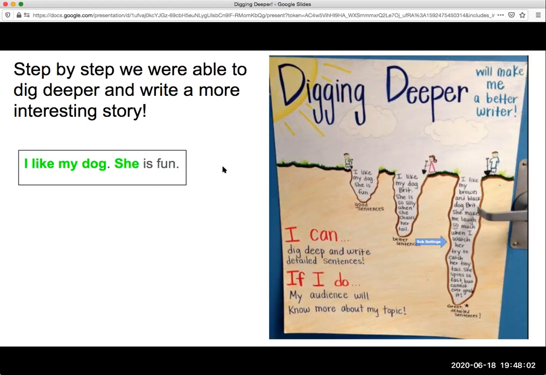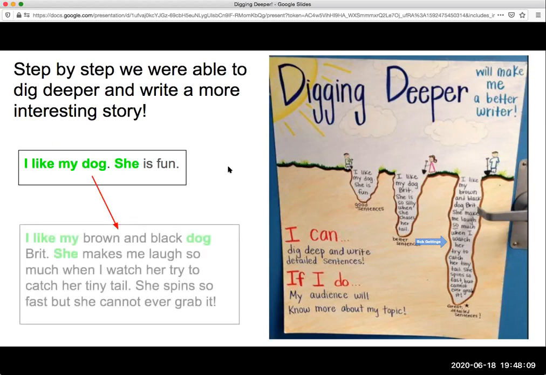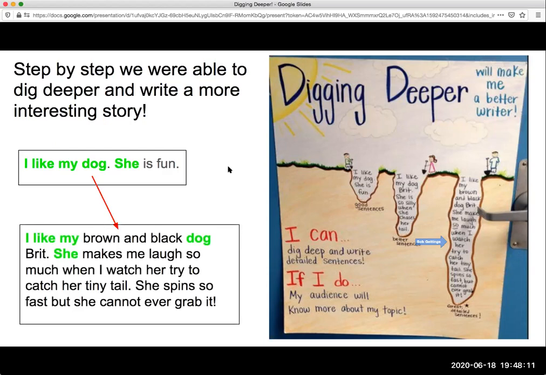So let's look. We started off with I like my dog. She is fun. We dug deeper and we ended up with I like my brown and black dog Brit. She makes me laugh so much when I watch her try to catch her tiny tail. She spins so fast, but she cannot ever grab it. Now look at the green words. Those are the words we started out with in the first two sentences.